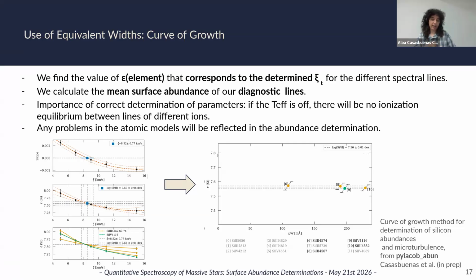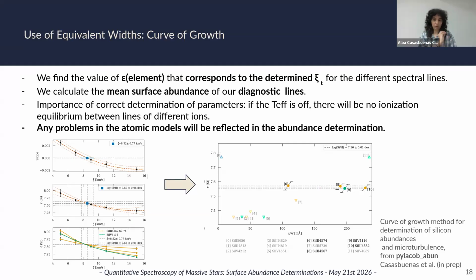Here's where I want to highlight again how important it is to determine correctly the parameters. If the effective temperature, for example, is off, here we will not see the ionization equilibrium, which in this case, the orange lines are the silicon 3 lines, and the green line is the silicon 4, and we can see that all of the diagnostic lines are predicting the same value for the abundance, which means that the ionization equilibrium is being fulfilled with the parameters that we determined before.